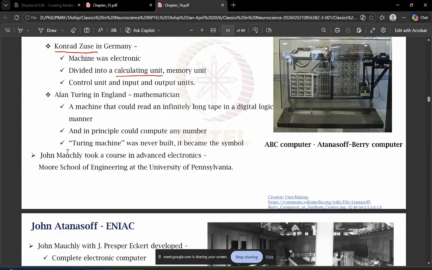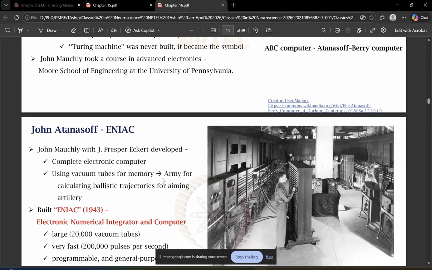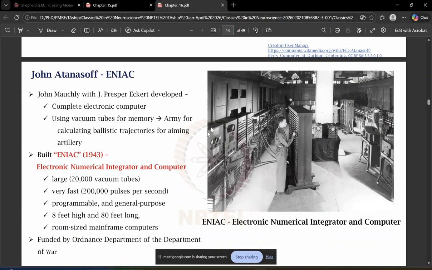And later, Mauchly then went on to take a course in advanced electronics at the Moore School of Engineering at the University of Pennsylvania. And then he came up with his own computer that is called the ENIAC. So we'll come to that again. There are some questions in whose context we will be discussing the ENIAC.